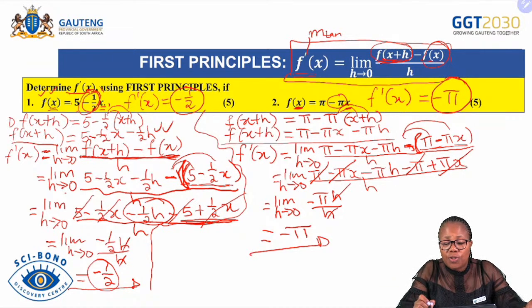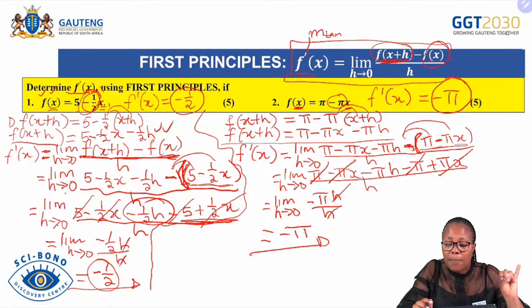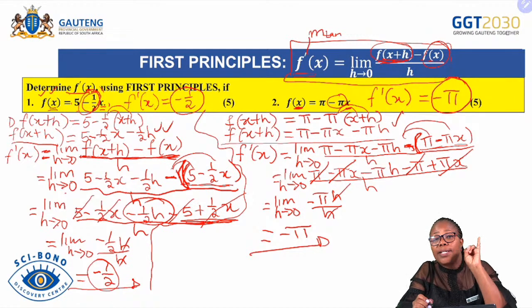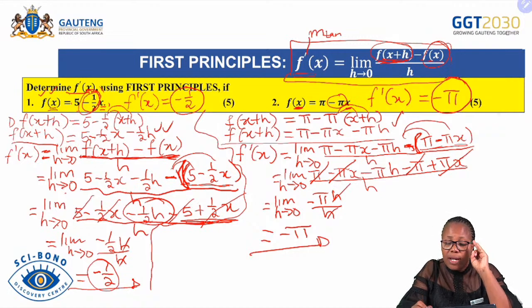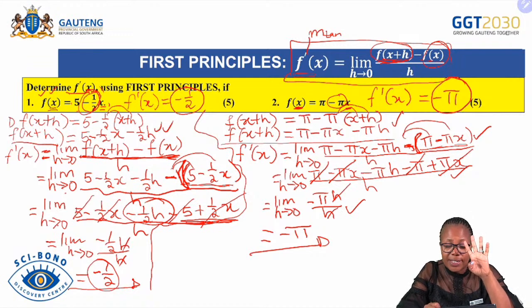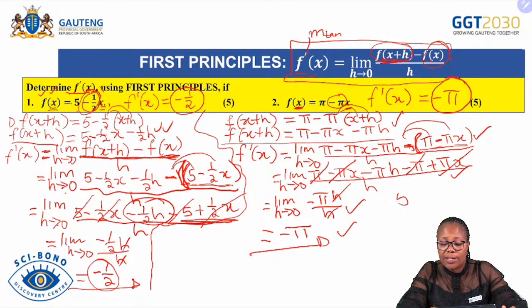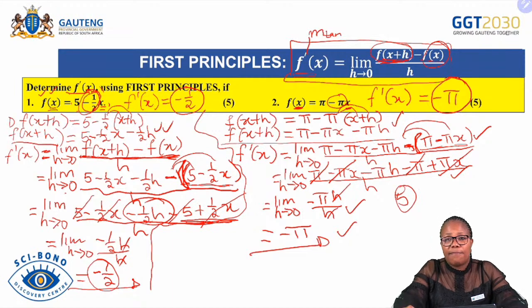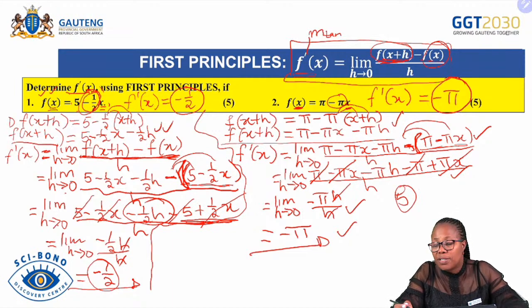And then allocation of marks for this particular problem. 1 mark will be for the correct f(x+h). Number 2 for correct substitution into a correct formula, grade 12. Number 3 will be for simplifying that bracket. Number 4 for cancelling h. Number 5 for your answer. So this was 5 marks, grade 12. For all first principle questions, we are having the 5 marks.